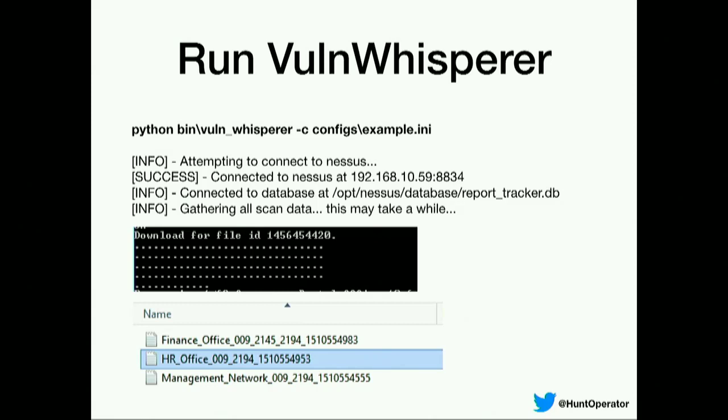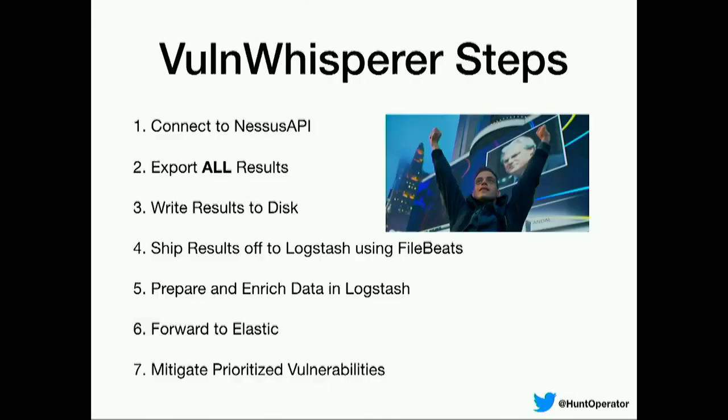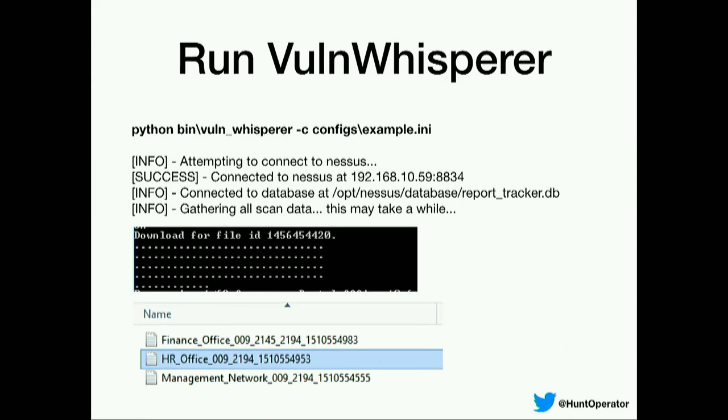One of the key elements here is, you'll notice at the very bottom, all these files are coming in. On the left-hand side, you have your finance office, your HR office, and then the management network. What am I doing here? We're adding context to the scan name. So when you create a scan in Nessus, you can say, I'm going to create a scan for my management network. I'll show you why that's cool in VulnWhisperer in a second. I'll just give you a little hint.